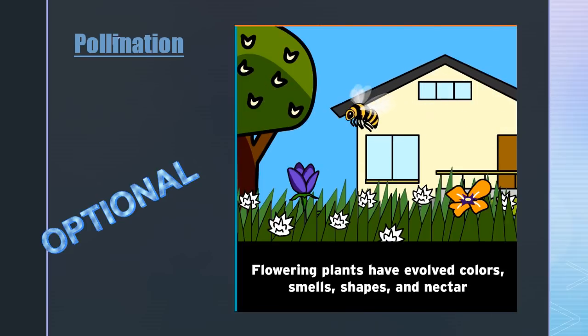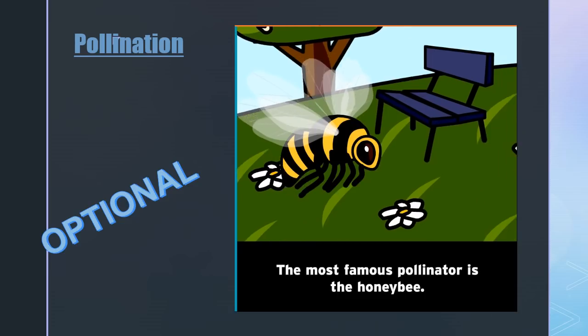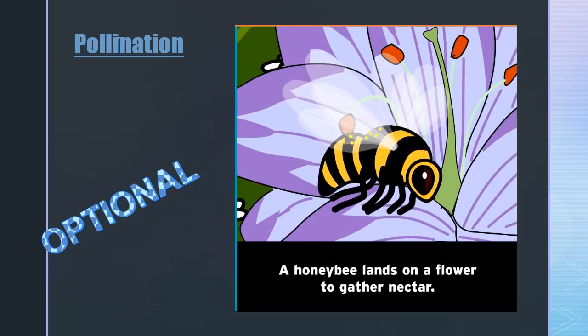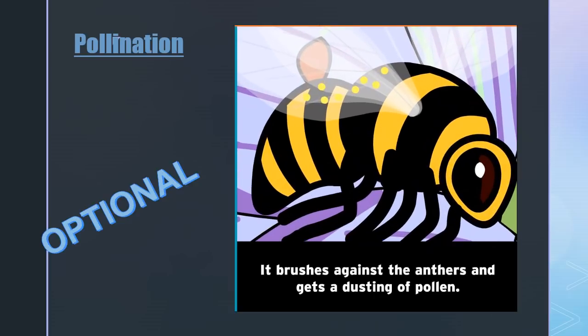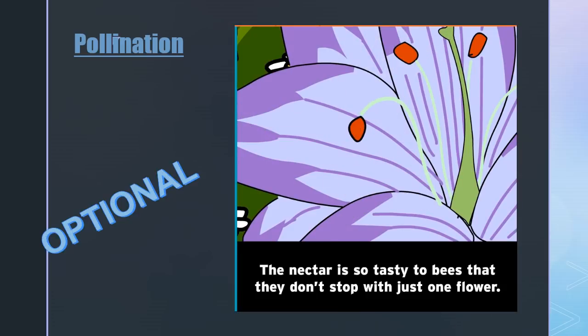Flowering plants have evolved colors, smells, shapes, and nectar to attract unwitting pollinators to their reproductive parts. The most famous pollinator is the honeybee. The honeybee lands on a flower to gather nectar. It brushes against the anthers and gets a dusting of pollen. The nectar is so tasty to bees that they don't stop with just one flower.